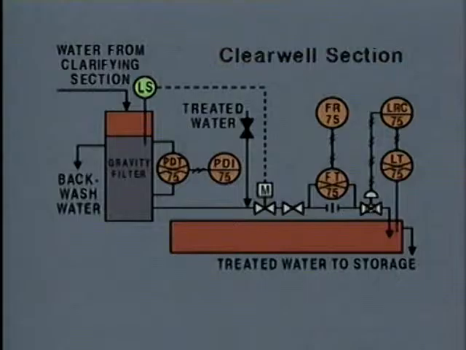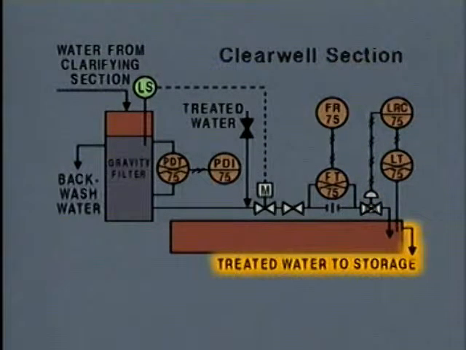Level in the clear well basin is sensed by this level transmitter. The level transmitter sends a pneumatic signal to a level recorder controller. The recorder controller sends a signal to this pneumatic globe valve. The valve controls the flow of water into the clear well basin. From the clear well basin, the treated water leaves the system and goes to a storage tank.